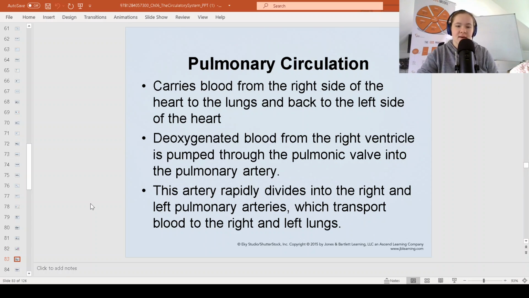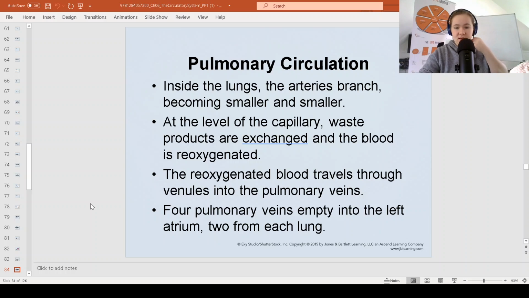Pulmonary circulation. These carry blood from the right side of the heart to the lungs and back to the left side of the heart. The blood from the right ventricle is then pumped through the pulmonic valve into the pulmonary artery. This artery rapidly divides into the right and left pulmonary arteries, which then transport the blood to the right and left lungs. Inside the lungs, the arteries branch, becoming smaller and smaller, and at the level of the capillary, waste products are exchanged and the blood is reoxygenated. The reoxygenated blood travels through the venules and the pulmonary veins. 4 pulmonary veins empty into the left atrium, 2 from each lung.